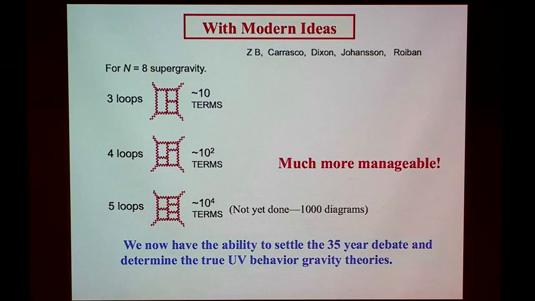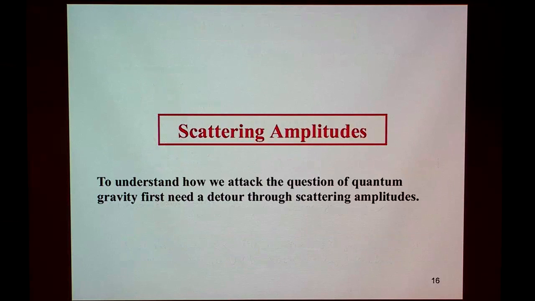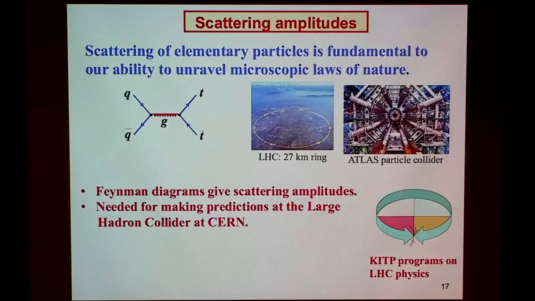Now, to understand more about how we attack quantum gravity, we could have a look first at scattering amplitudes. So the scattering of elementary particles is described by Feynman diagrams, and that's something absolutely fundamental to our ability to unravel the microscopic laws of nature. And of course, this is being done most prominently at CERN, the 27-kilometer ring. There's the ATLAS detector.